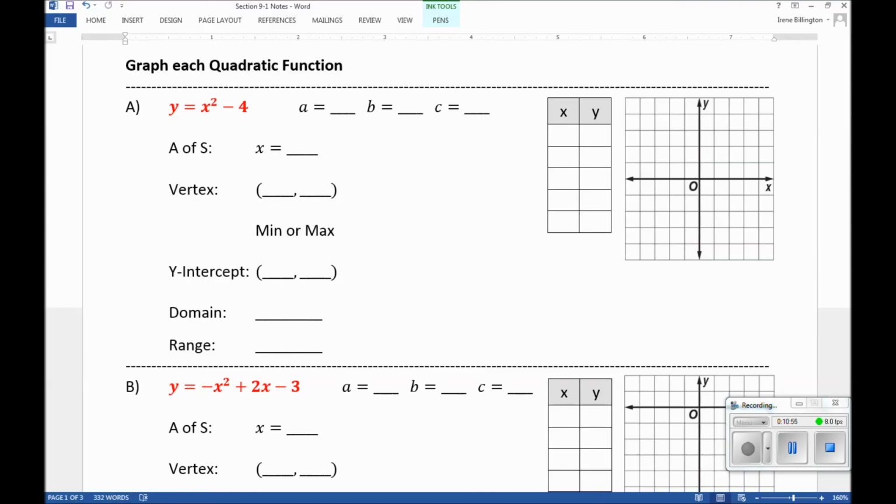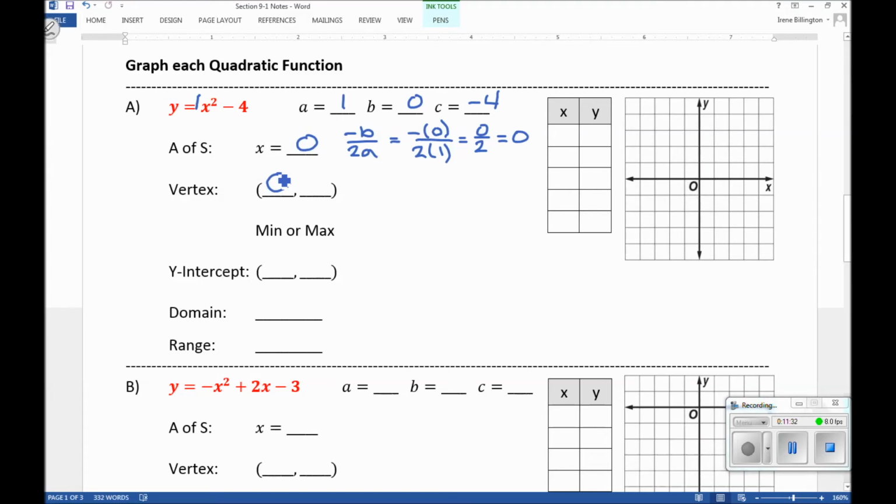All right, so for our first example here, y equals x squared minus 4. My lead coefficient here in front of x squared would be 1, so a is 1. Notice there's not an x term, which means b is going to be 0, and c, our constant, is negative 4. So to find our axis of symmetry, we have negative b divided by 2a, so we have negative 0 divided by 2 times 1, which is 0 divided by 2, which is just 0. So my axis of symmetry is 0, which means the x value of my vertex is 0.